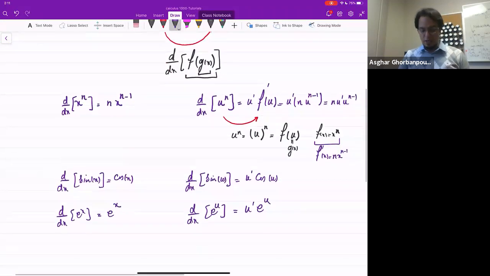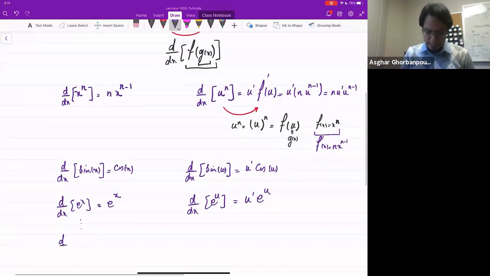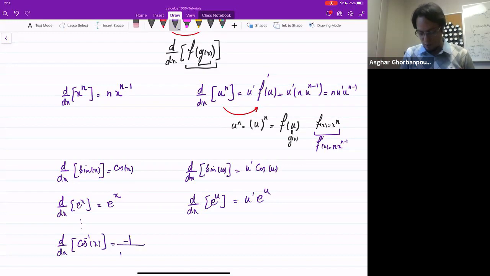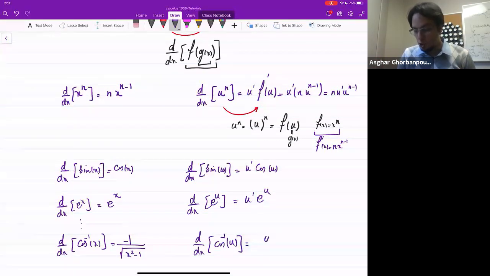And this continues, like all the rules that you had before, now you can write them with the chain rule combined. For example, another one was the inverse function. For the inverse trig function, cosine inverse at x, the derivative we know is minus 1 over root of 1 minus x squared. But now if you have the derivative of cosine inverse of a function, you multiply the whole thing by u prime, and instead of x you put u.